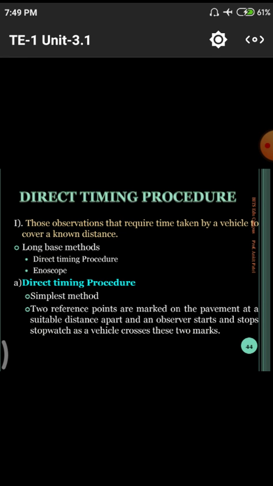Enoscope is some amount of advantage method. It is used to calculate the particular distance between the 2 points with our vehicular speed. Next one is the direct timing procedure. In those, the first one is the direct timing procedure.